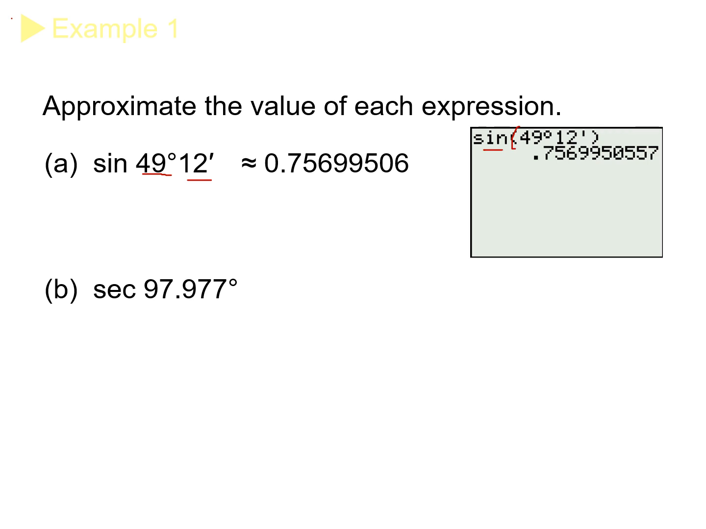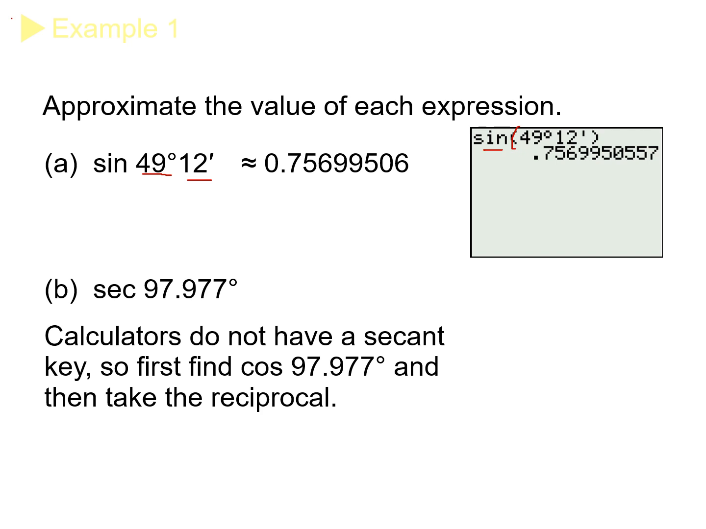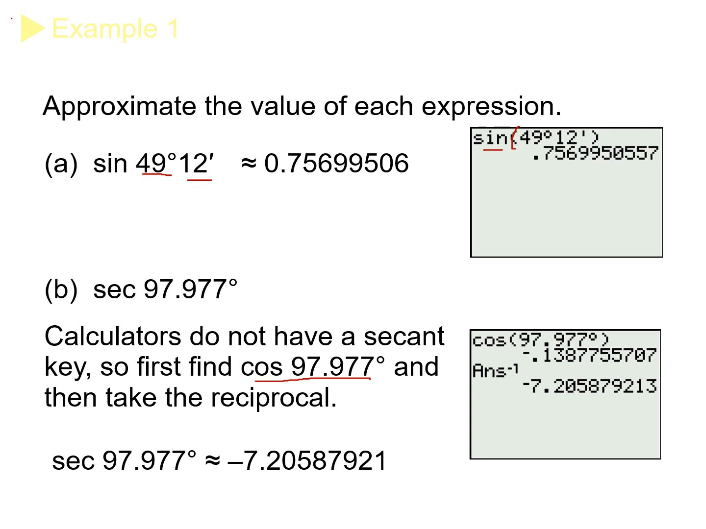Now, suppose I want the secant of 97.977 degrees. It turns out most calculators don't have a secant button. So the first thing you need to do is find the cosine of 97.977 and then take the reciprocal, or raise it to the power of negative 1. And you should get minus 7.2058.